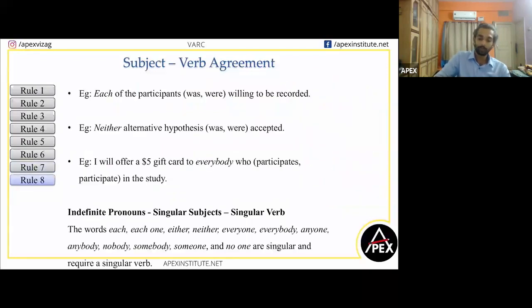Let's go forward. Now see, do you guys have an idea of what indefinite pronouns are? Do you know what indefinite pronouns are?